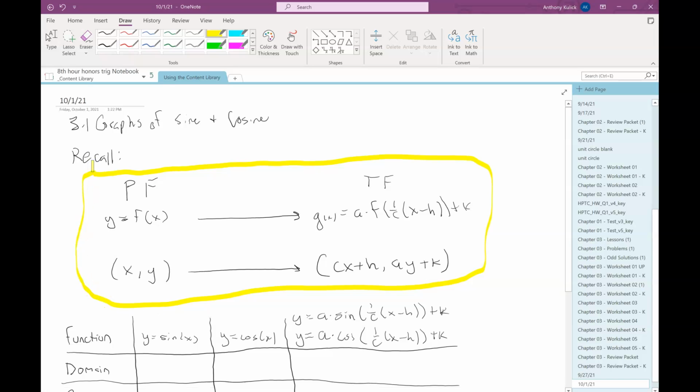So one of the main things we'll be doing here today is just kind of applying these ideas to graphing or writing the equations for these sine and cosine functions. Okay with that plan? So again, we'll be using those two ideas throughout.